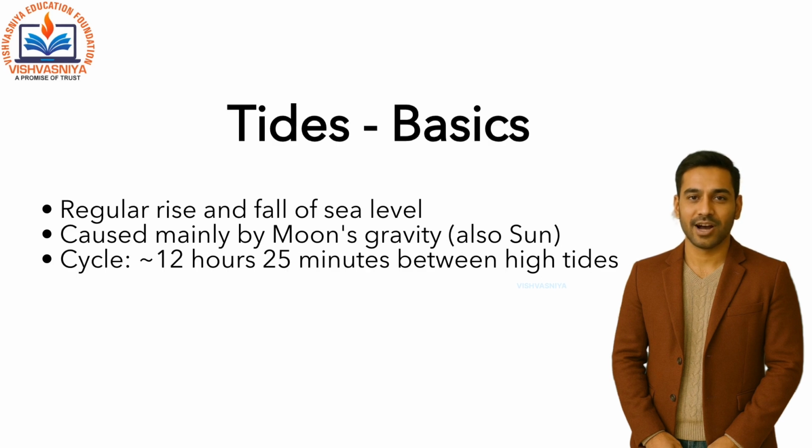Tides are the regular rise and fall of sea level caused by the gravitational pull of the moon and the sun. The moon has greater effect because it is closer to Earth. The basic cycle: about 12 hours 25 minutes between two high tides.